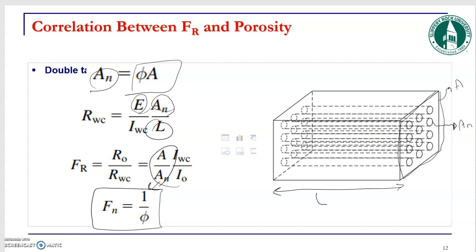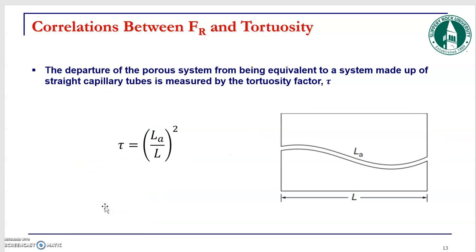Another important factor: we consider these rocks, these pores, to be straight, right? So what if you have a flow path that is not straight? Look at this figure. LA is the length of your flow path, and L is the total length of your rock. So we define the tortuosity of porous media to be equal to the length of the flow path divided by the total length of the rock, squared. That's the definition of tortuosity.